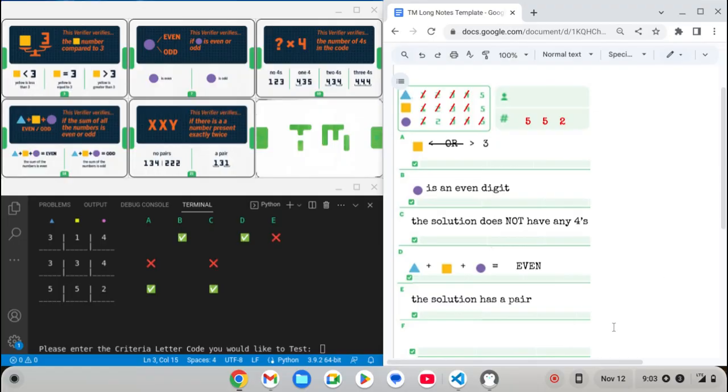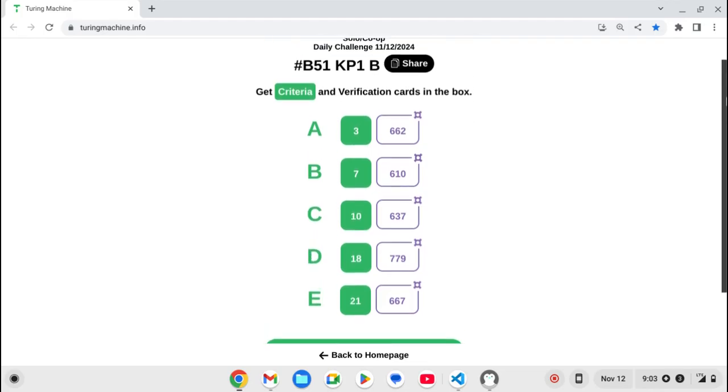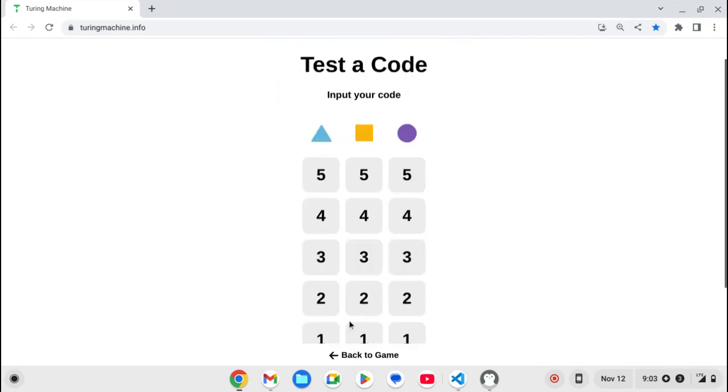Okay, and so let's quickly review. Is that middle digit greater than 3? Yeah, it's a 5. Circle, the last digit is even, yes. And the solution has no 4s, does not have any 4s, so that even defaults to 2, makes sense. Okay, the sum of the 3 digits is even. Yeah, 10 and 2 is 12. And we have a pair. So it looks like it's a winner. So let's go verify nonetheless and see if 552 is correct.